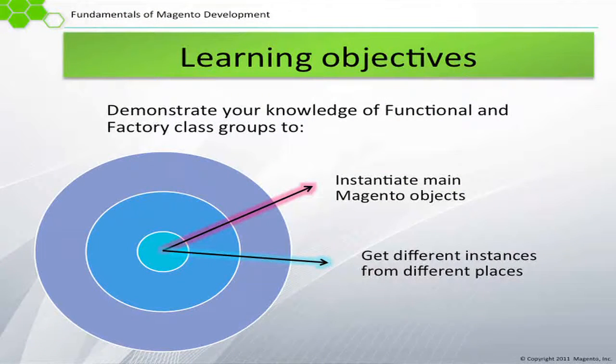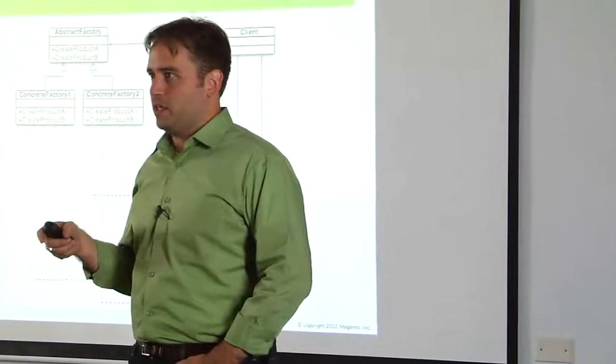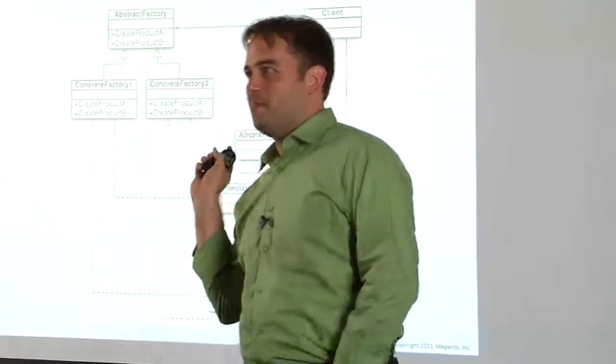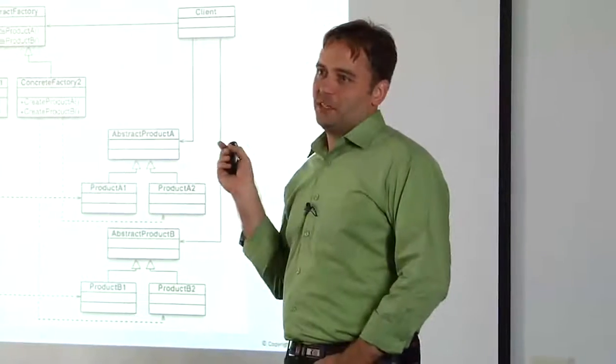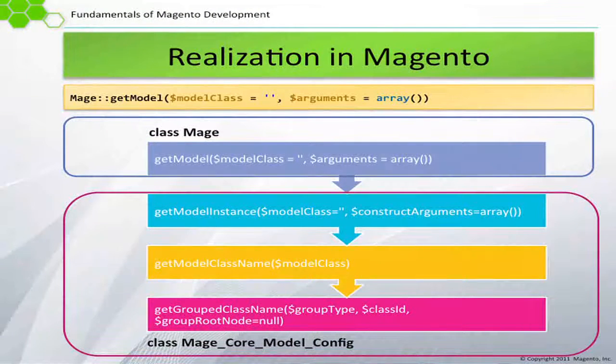So we're going to start to actually instantiate Magento objects, and we're going to grab different instances from different places. Quick reminder, Gang of Four. I can never remember their names, but yeah, four programming folk. They came up with this idea of having a class actually instantiate other classes. It's the factory pattern. That's what Magento does. Magento has a unique implementation of that. We'll touch on this. So what does this look like? Well, this is called realization in Magento.